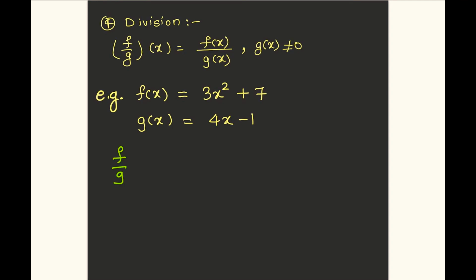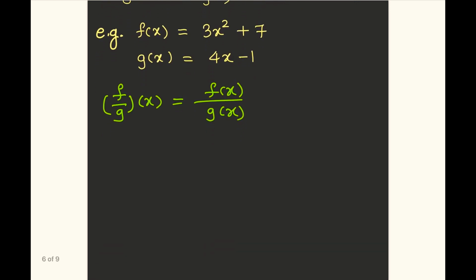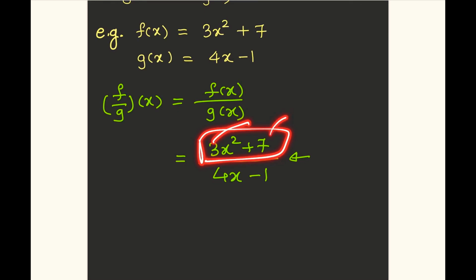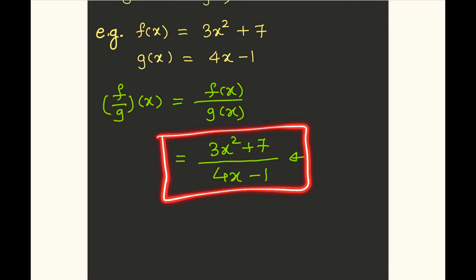F over g of x, I have to calculate f of x divided by g of x. In this case it will be 3x squared plus 7 divided by 4x minus 1. This answer is acceptable, because in the numerator 3x squared and 7 do not have any greatest common factor that you can factor out. Similarly in the denominator there is no factor, so you can just leave it like that, and that will be your answer for this question.